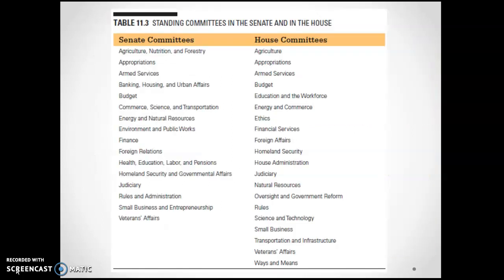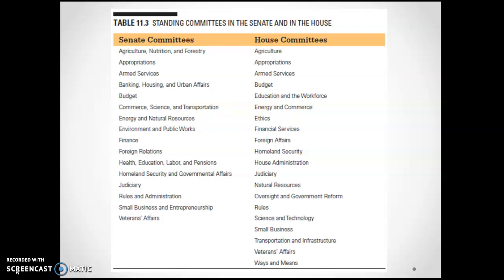So here are all the different standing committees in the Senate and the House as of a few years ago. They could have been added to. Some are very famous and some you're going to have to know. So if you want to make a list real quick, I'll go down the list of ones that you probably are going to have to know for the exam. The Senate and the House budget committees are both extremely important. Then Senate appropriations. Appropriations committees are big.